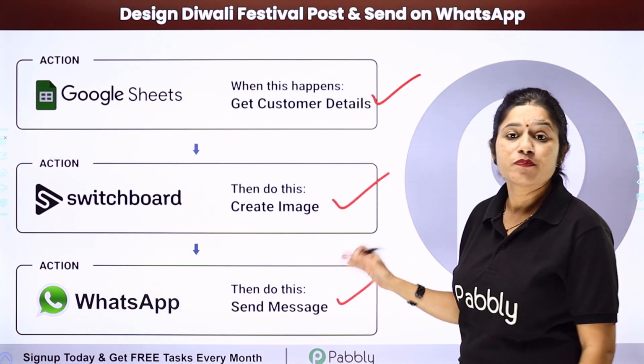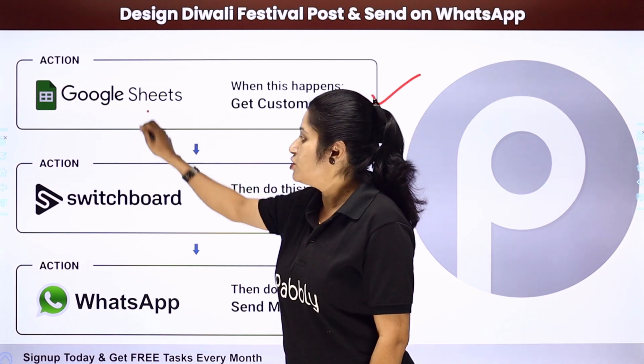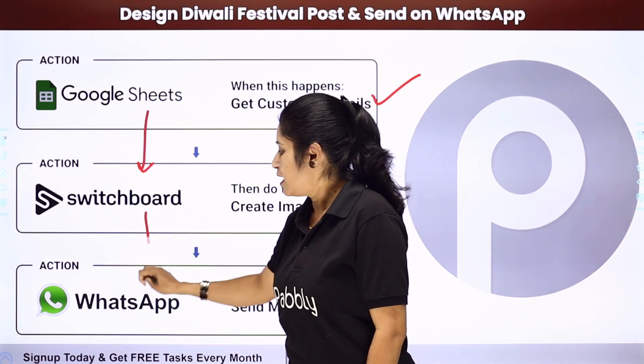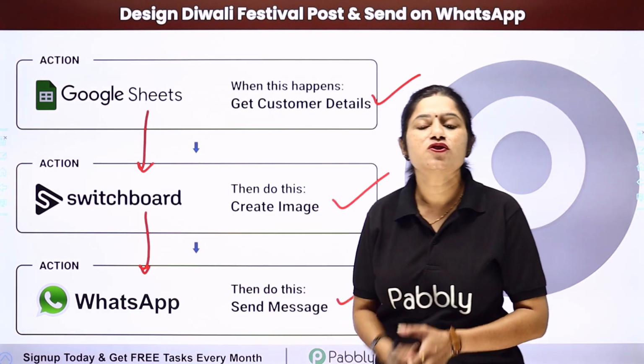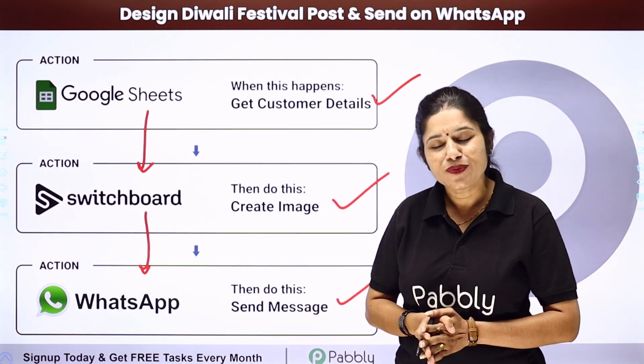on his WhatsApp number. For that, you need to integrate your Google Sheets with switchboard canvas account and then with WhatsApp also. So how you can integrate all these software applications using Pabbly Connect? For that, you need to come to my screen.